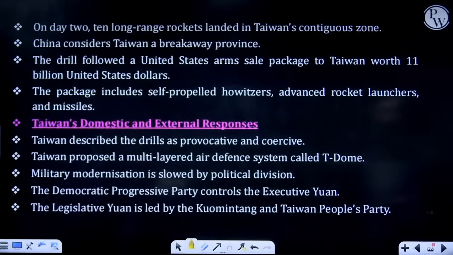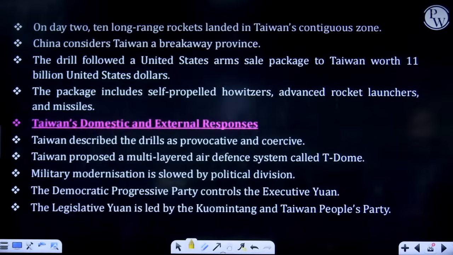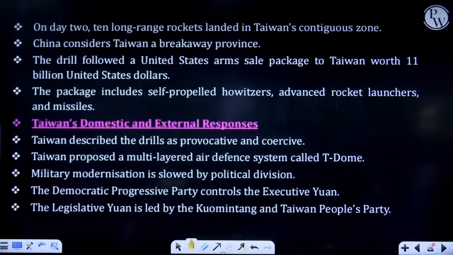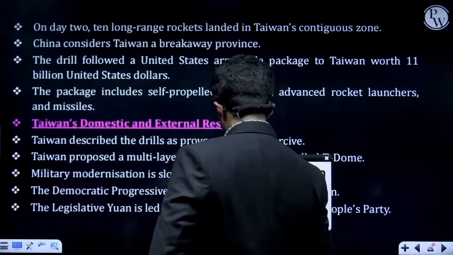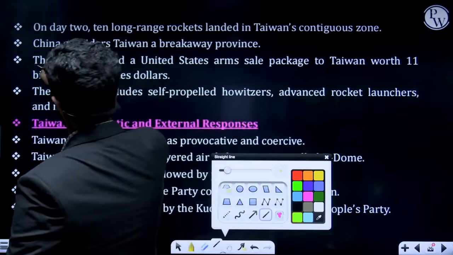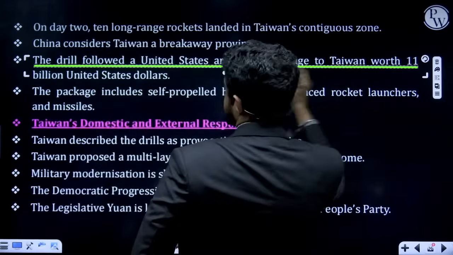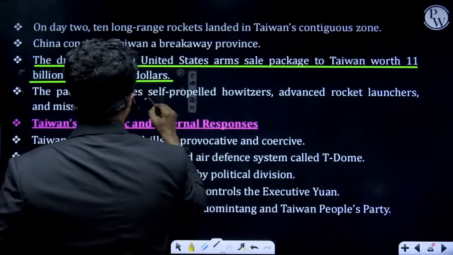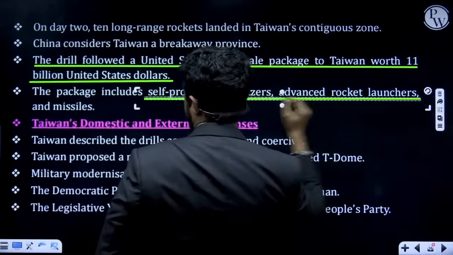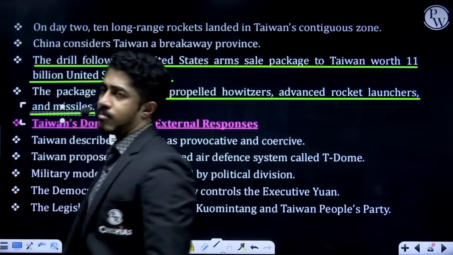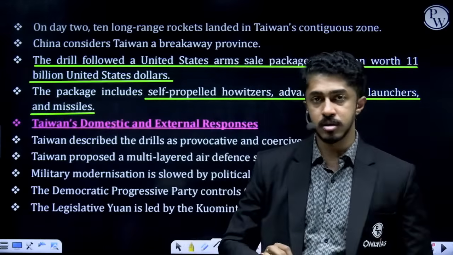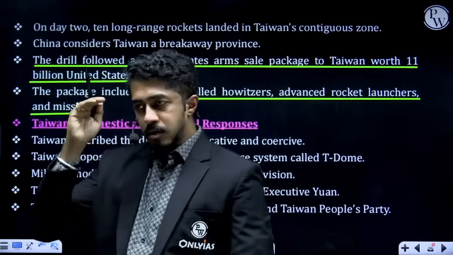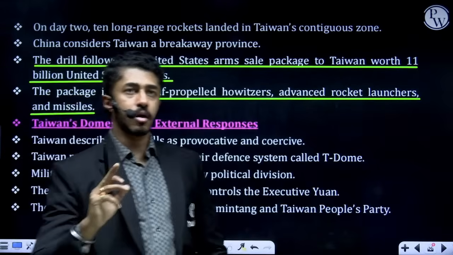On day 2, 10 long-range rockets landed in Taiwan's contiguous zone. China considers Taiwan a breakaway province. The drill followed a US arms sale package to Taiwan worth 11 billion United States dollars. So US sold weapons. That was what triggered it off. The package includes self-propelled howitzers, advanced rocket launchers and missiles. But anyway, understand one thing. When USA sells any weapons, they don't sell the latest weapons. They sell things which are a little older. Got the point here?